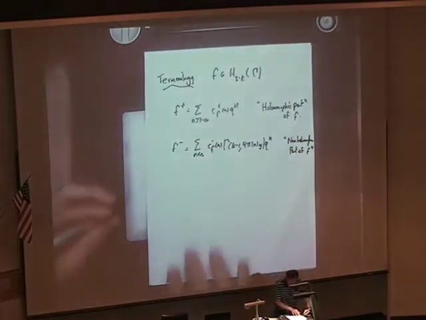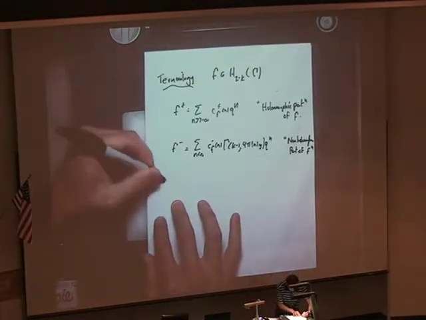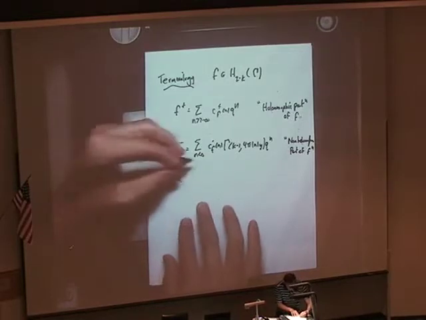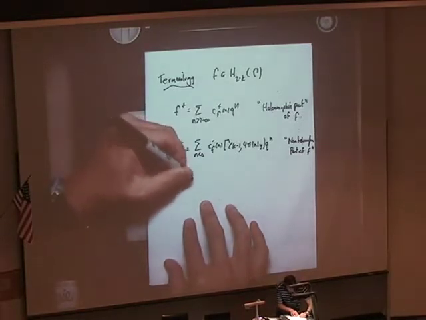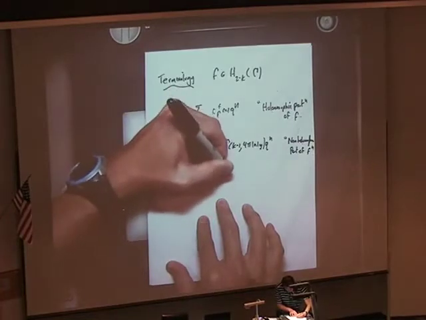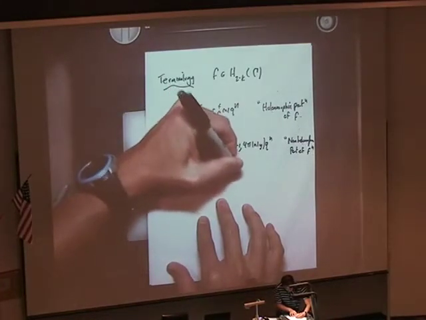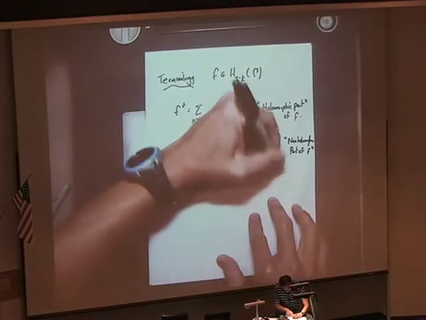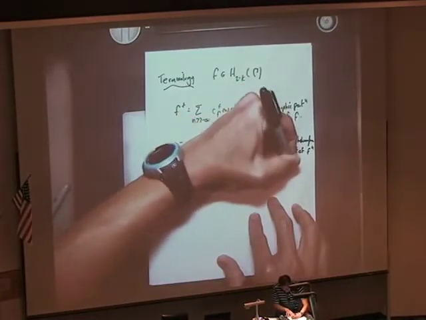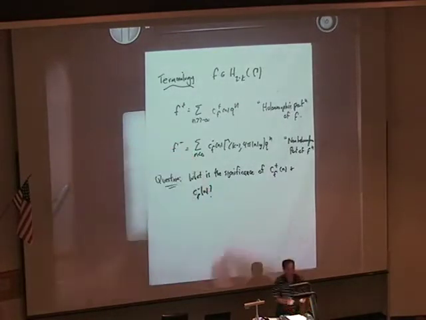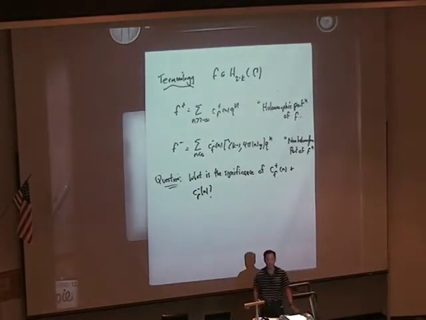So the natural question that you'd want to ask is, what is the significance? What's the significance of the Fourier coefficients c_f^+(n) and of the coefficients c_f^-(n)? What's the significance of these two seemingly independent sequences of numbers?